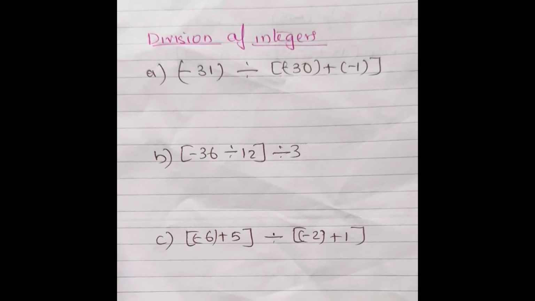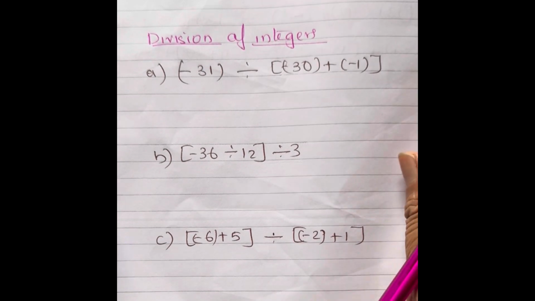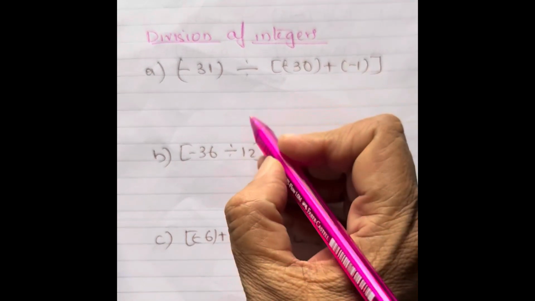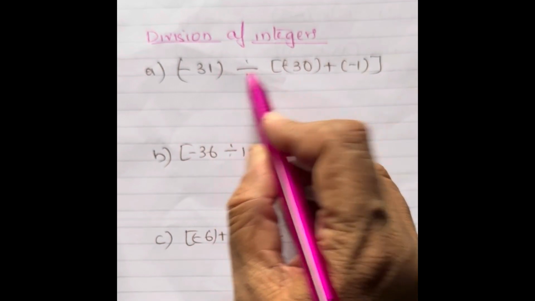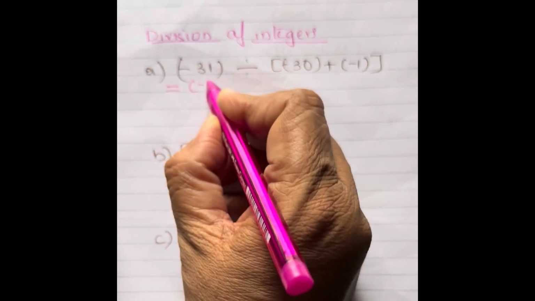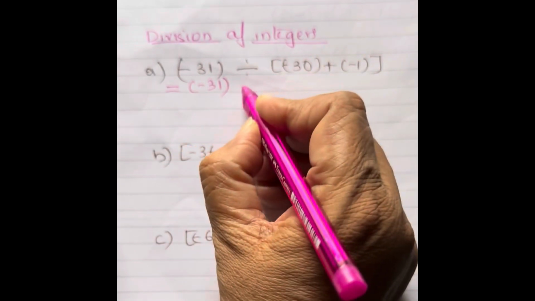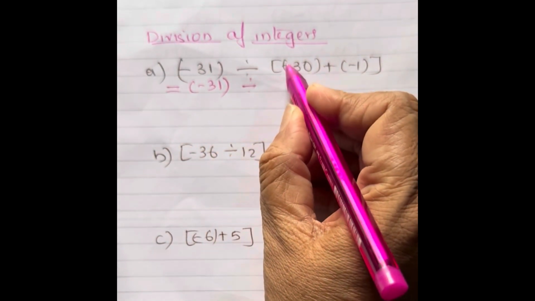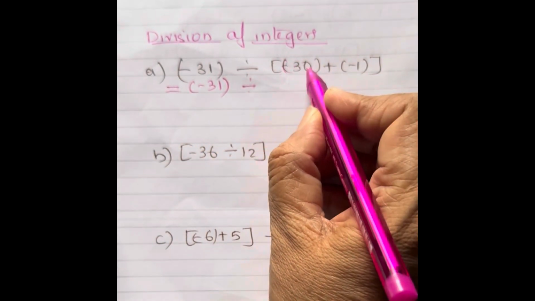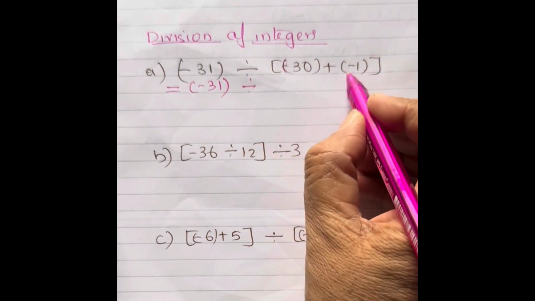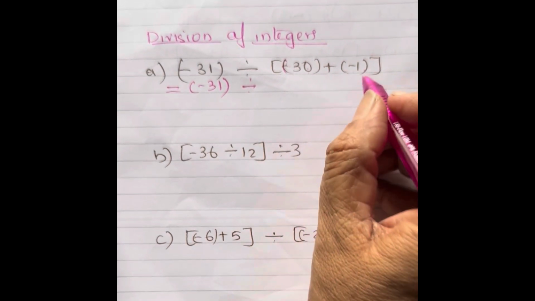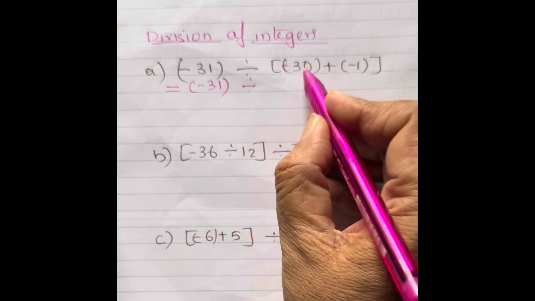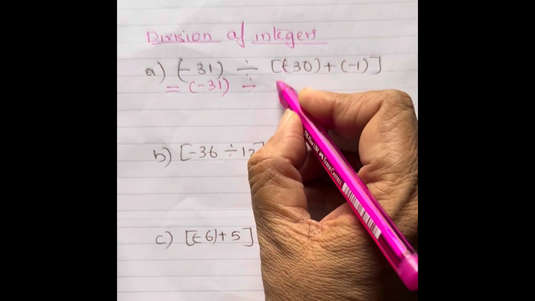Now let us see some examples of division of integers. I have taken the ones which are difficult from your textbook. Okay, so first again here you see there is a square bracket. So first we solve the bracket. So this minus 31 remains as it is, divide by. Now this is minus 30 and minus 1. We are adding. Now in addition, you remember that same sign means we add. So 30 and 1 will be 31, right?